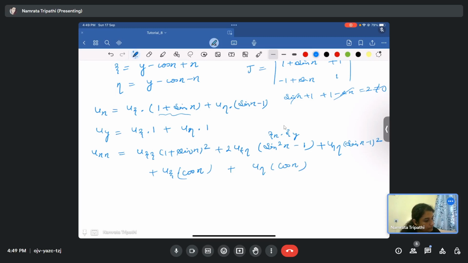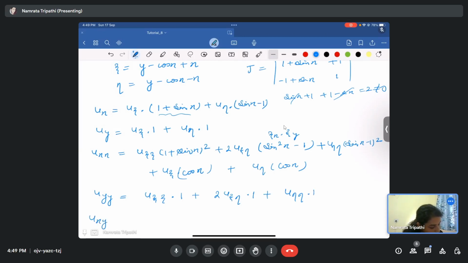Similarly, u yy: u xi into xi y squared, xi y is 1, so 1 squared; plus 2 u xi eta into xi y eta y, xi y is 1, eta y is 1; plus u eta eta into eta y squared, eta y is 1, so 1 squared means 1.